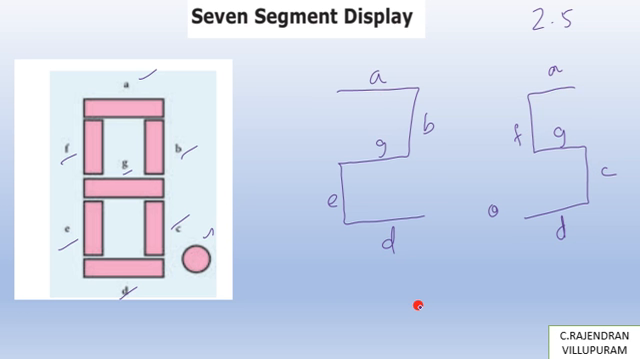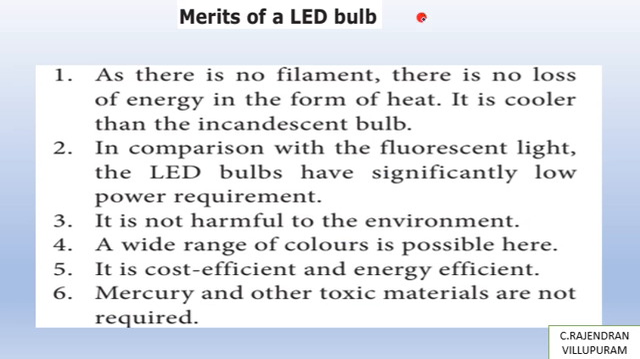So why do we use LED bulbs so much? This is the reason. This may be asked in a 2-mark question. Since it does not contain any filament, there is no loss of energy. That means less amount of heat will be produced. It is very cool to the surroundings. In comparison with the fluorescent light, it has low power requirement. It is not harmful to the environment, and a wide range of colors occurs. It is cost and energy efficient, and there is no toxic substance such as mercury in LED bulbs. So these are the things you have to know that may be asked in a 2-mark question.